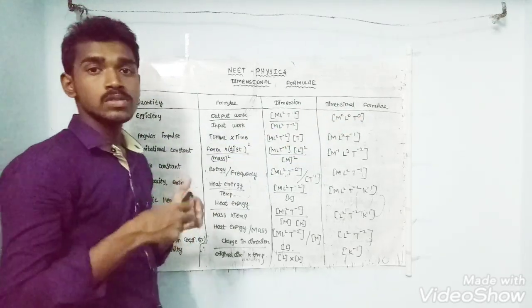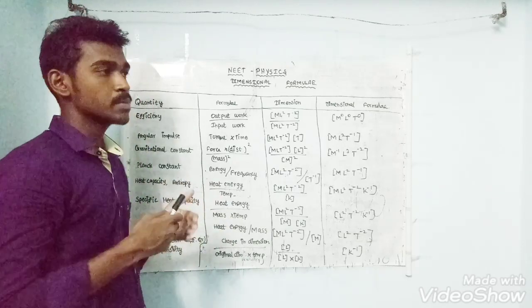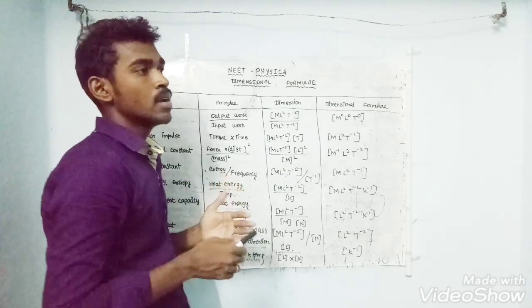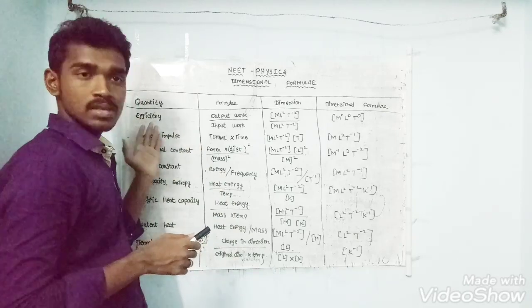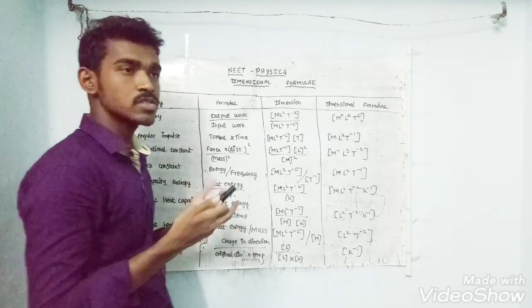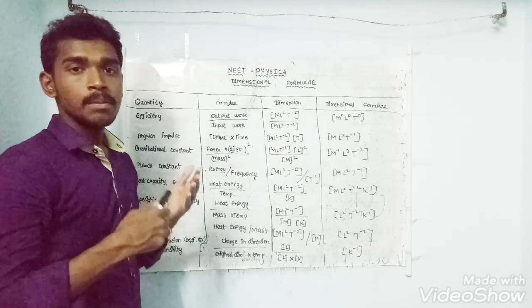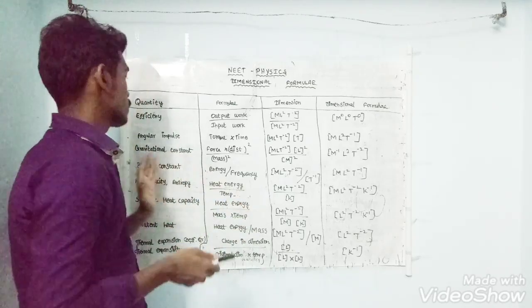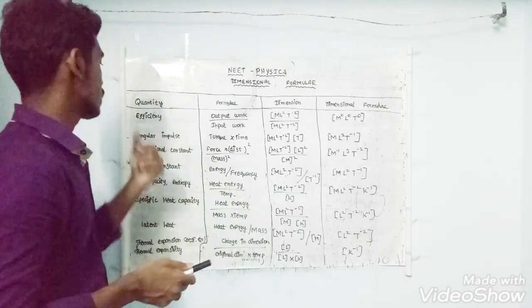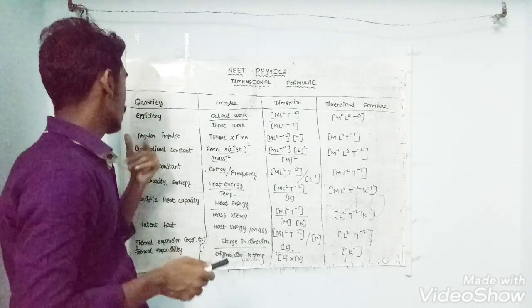This is also similar to strain. The formula of strain is change in dimension by original dimension. Like efficiency, strain also has no dimension, which is M⁰L⁰T⁰. So that's a similar thing in this quantity.